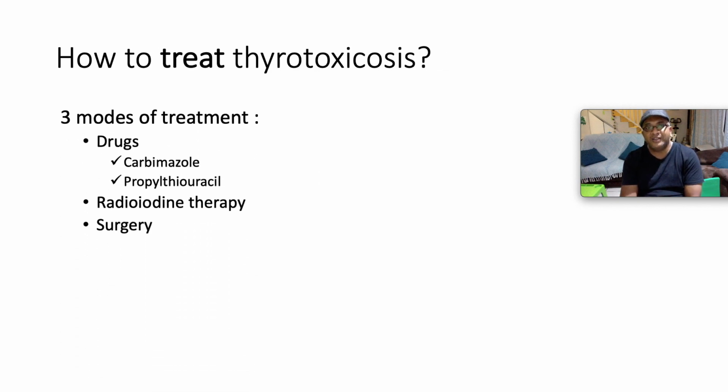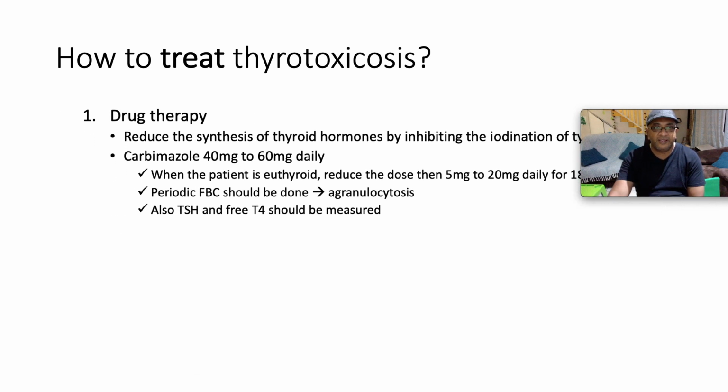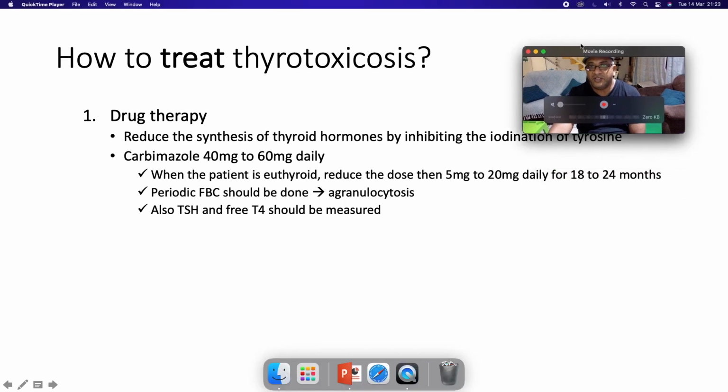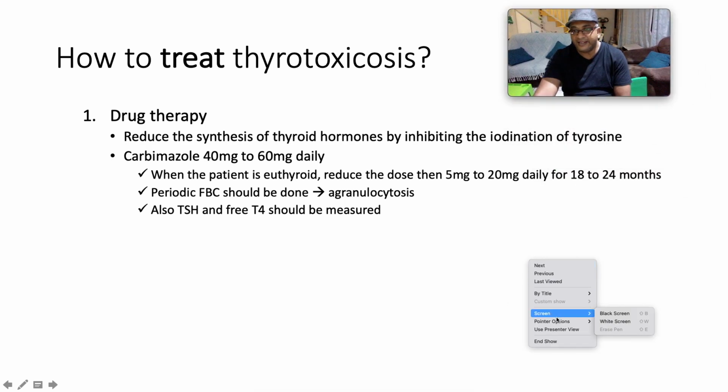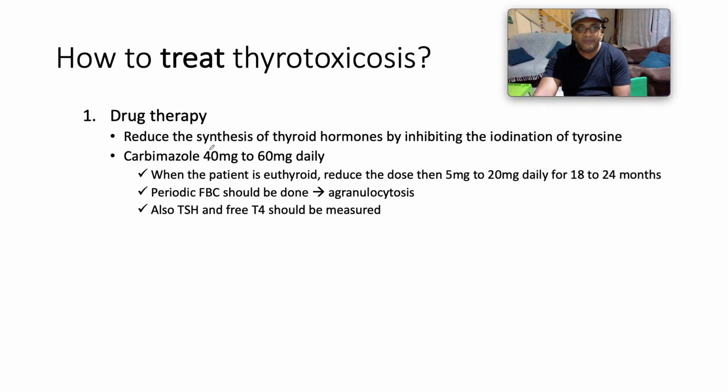Okay guys, how are we going to treat thyrotoxicosis? So there's basically three modes of treatment. There's drugs, there's radioiodine, and surgery. And under drugs we have two flavors, carbimazole and propylthiouracil. Okay, so essentially with drugs, how do these drugs act? They act by reducing the synthesis of thyroid hormone by inhibiting the iodination of our beloved tyrosine.